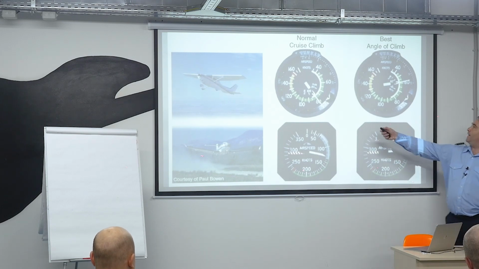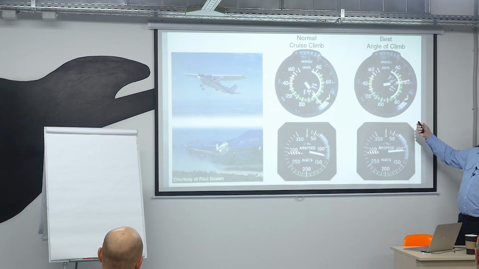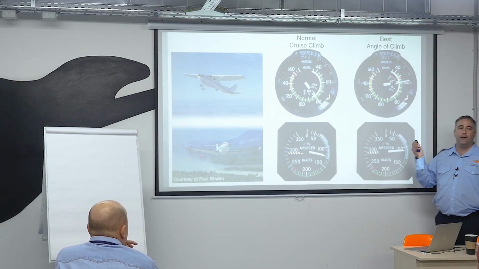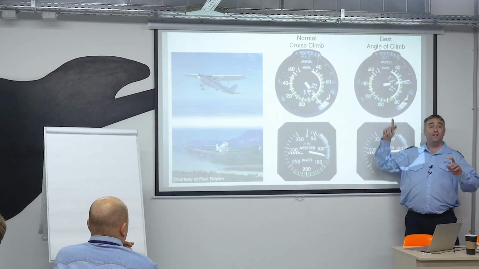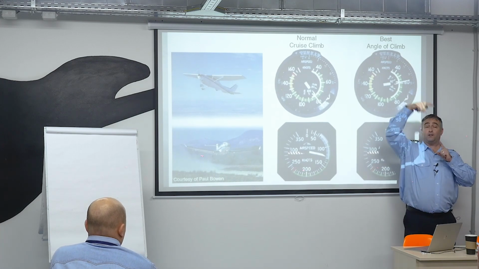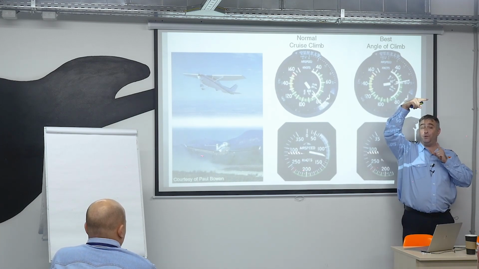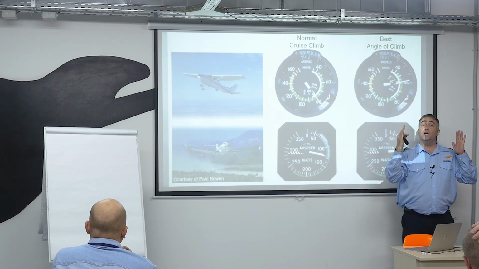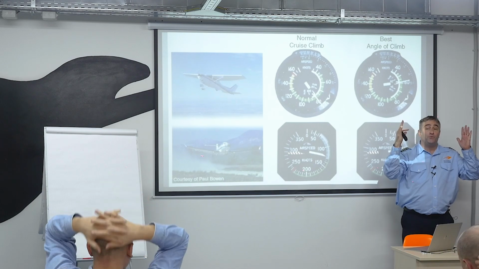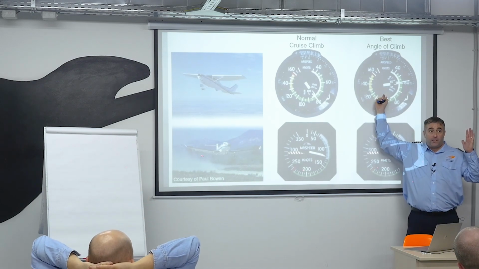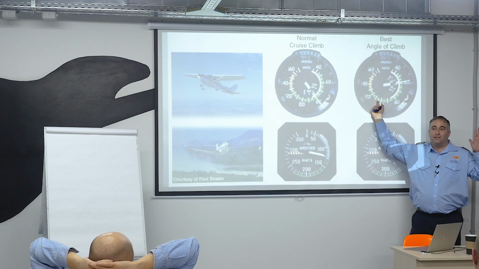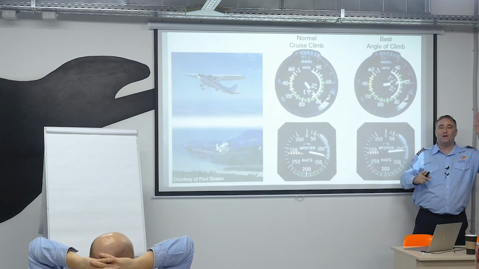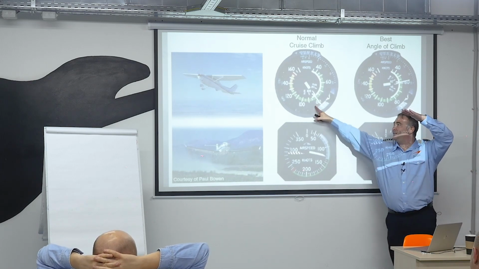All right, so that's normal cruise climb. This is best angle of climb. Look at the difference in the two. Just a very, very slow airspeed here. You are getting the maximum amount of altitude for the least amount of horizontal distance. If there's a large tree in front of you, you're going to use this. But there's not a 4,000-foot tree. So as soon as you get over the tree, just make it a nice climb.